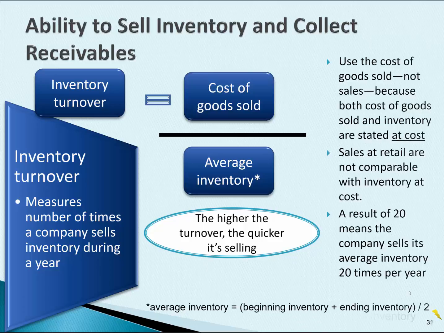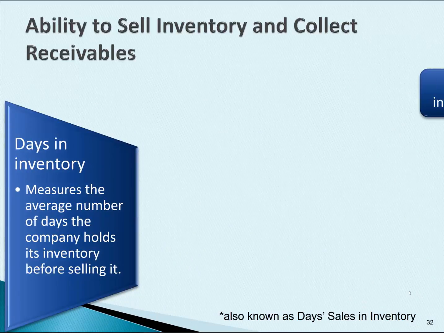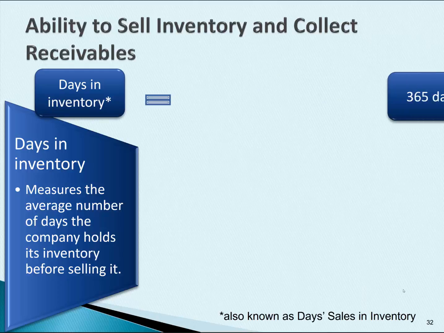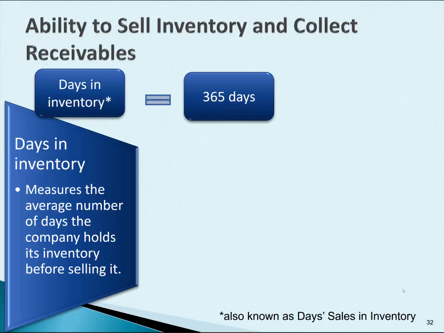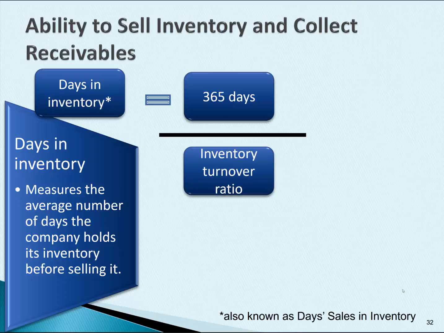Now we're going to look at days in inventory. The formula for this is you take 365 days and you divide it by the inventory turnover ratio that you calculated from the previous slide. So this measures the average number of days the company holds its inventory before selling it.